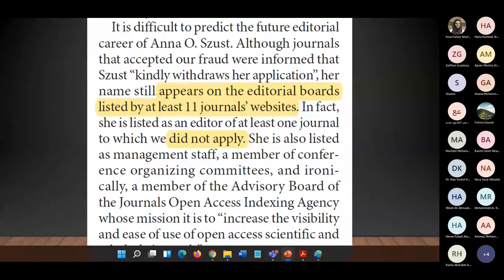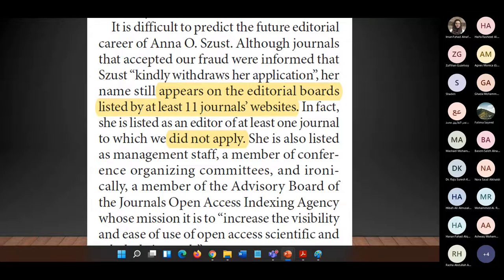Of course, as usual, after the end of the study, the authors contacted these journals and said, okay, this was a joke. There is no Dr. Fraud or Dr. Anna Suze, and we were testing you. How could you accept this person? And even after telling them, at least 11 journals' websites still listed her as editor. And they even passed that name to a journal that the authors did not apply to. They're just stealing the name. That's it, basically.